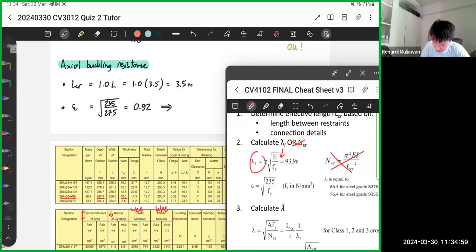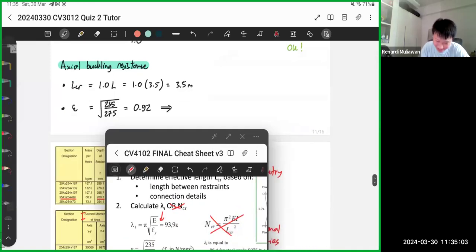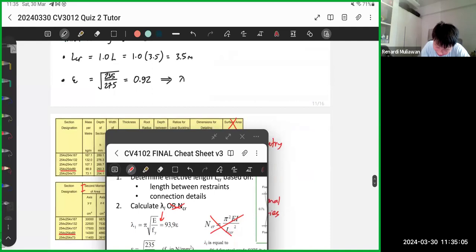Then you calculate lambda 1. Okay, this one is not 1, it's lambda 1. So in this case, you will get 93.9 times epsilon, which is 0.92. So 93.9 times 0.92 gives 86.4. Okay, so that's the factor. Now let's continue on.